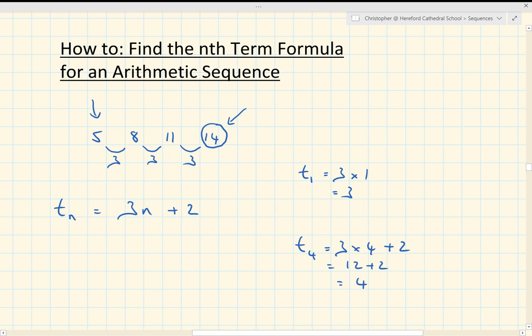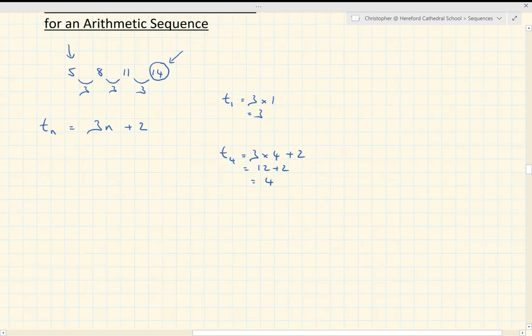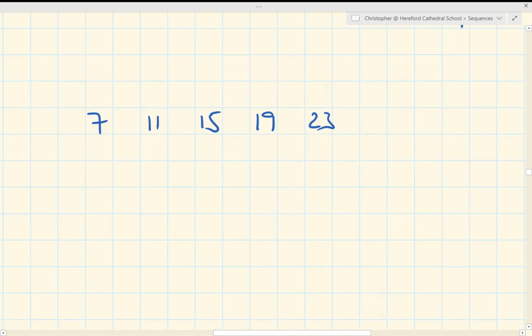Let's look at another example of finding the nth term formula for an arithmetic sequence. Here's the sequence. You could pause the film, see if you can do this one, and then watch how I do it, see if we agree. So the sequence is 7, 11, 15, 19, 23. Okay, pause the film if you want to. Right, that's an arithmetic sequence, and the difference between the terms is always the same. In fact, the constant difference is 4.